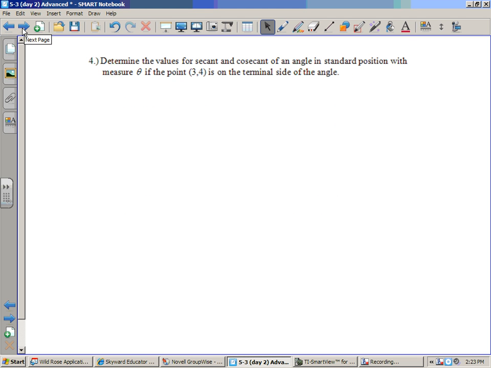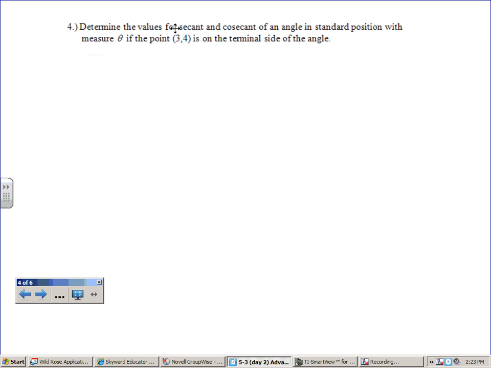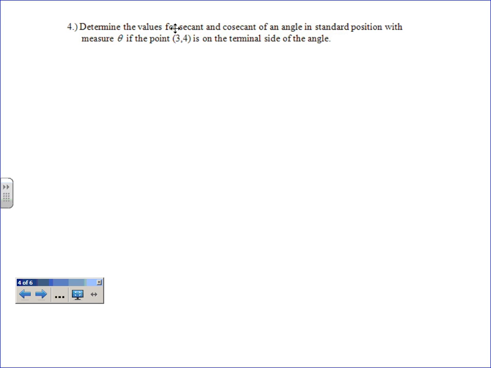All right. Now, the first time we went over some of these, it was probably seeming very difficult because of the picture you had to draw. These should seem a lot easier. So it says basically we're looking for secant and cosecant of an angle in standard position with measure theta. That's just telling you what to call the angle. If (3, 4) is on the terminal side. So there's (3, 4) right about there. Here's standard position. So then your angle goes out like that. So there's theta.